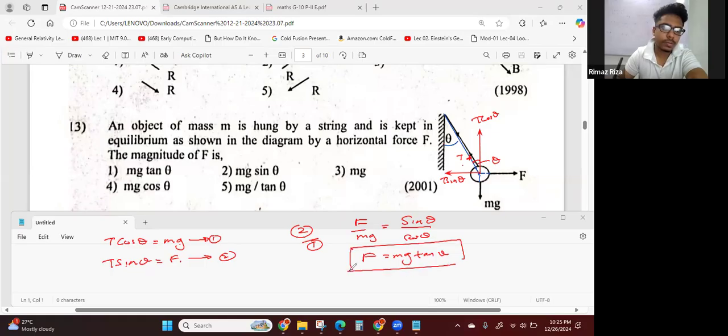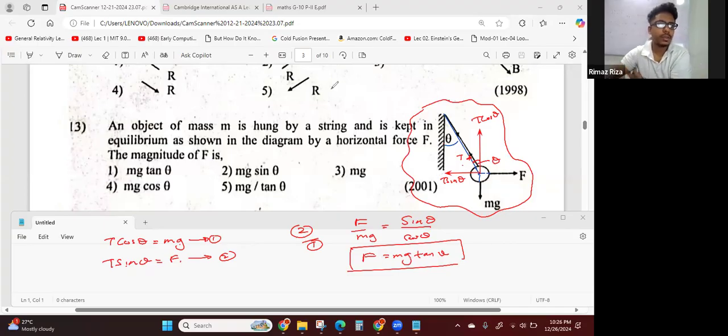Okay, so you should write this in your note also. In your theory book also, if you can write, it will be good, because keep in mind, in such a case, F equals mg tan theta. So the answer is the first one. You can copy this to your theory notebook also.